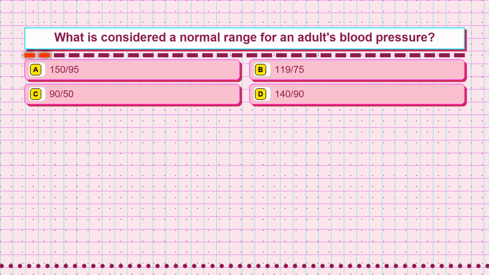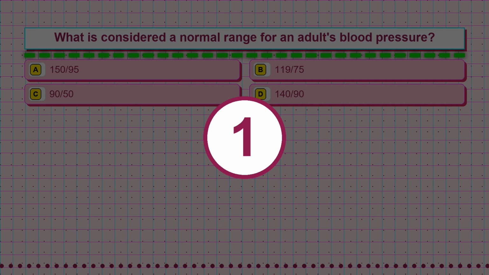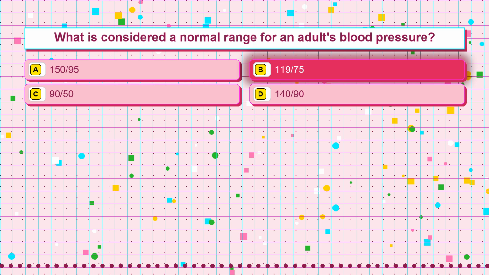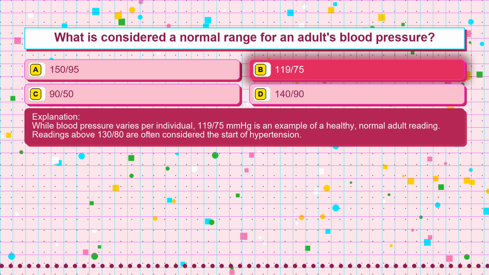Question 55. What is considered a normal range for an adult's blood pressure? Option A, 150/95. Option B, 119/75. Option C, 90/50. Option D, 140/90. The correct answer is option B, 119/75. While blood pressure varies per individual, 119/75 mmHg is an example of a healthy, normal adult reading. Readings above 130/80 are often considered the start of hypertension.